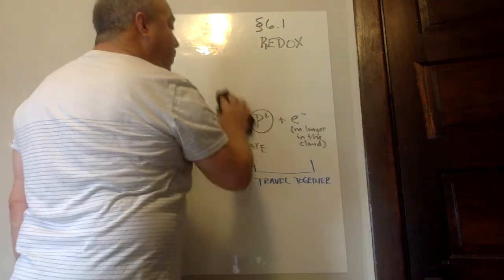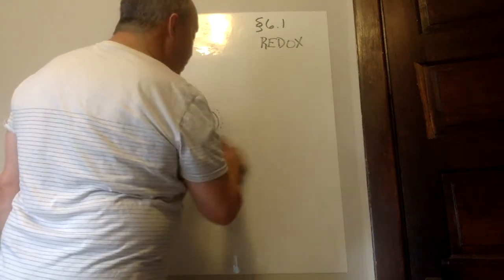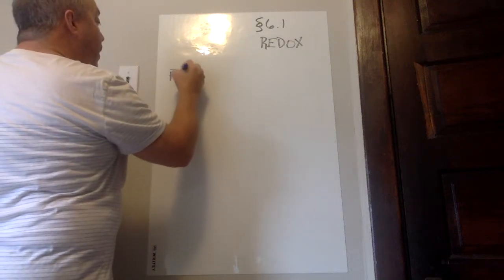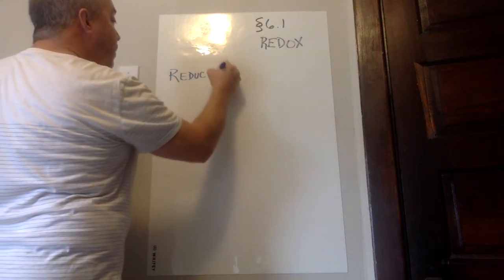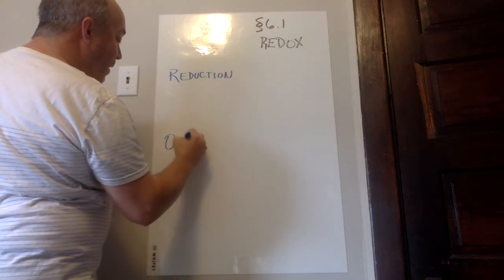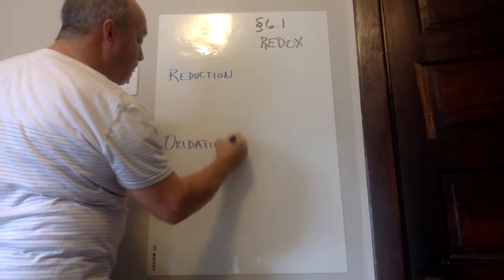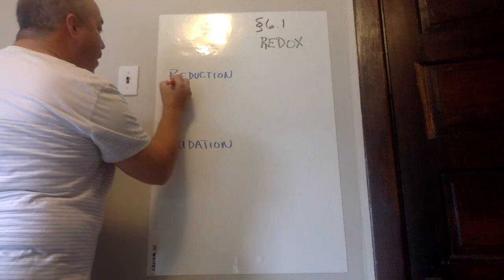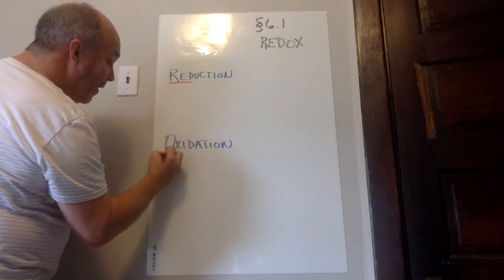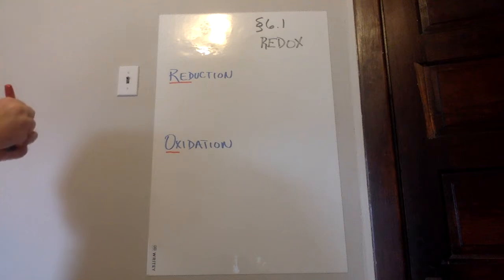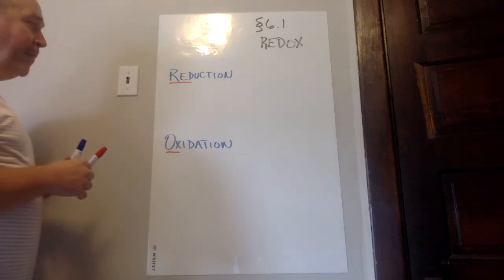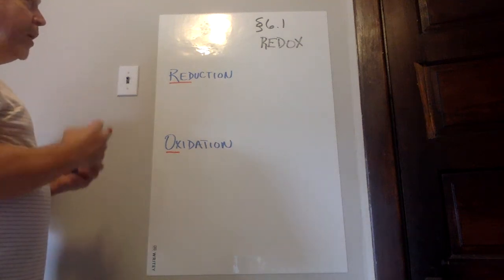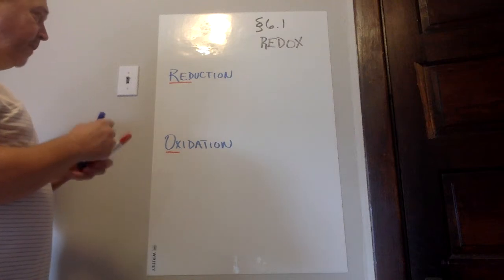So with that quick review, let's talk about these two terms. The two terms we're going to learn today are reduction and oxidation. This is where the term redox comes from. If you take the RED from reduction and the OX from oxidation, you get redox. These are often coupled equations or inverse equations of each other. So these will always work in conjunction with each other.